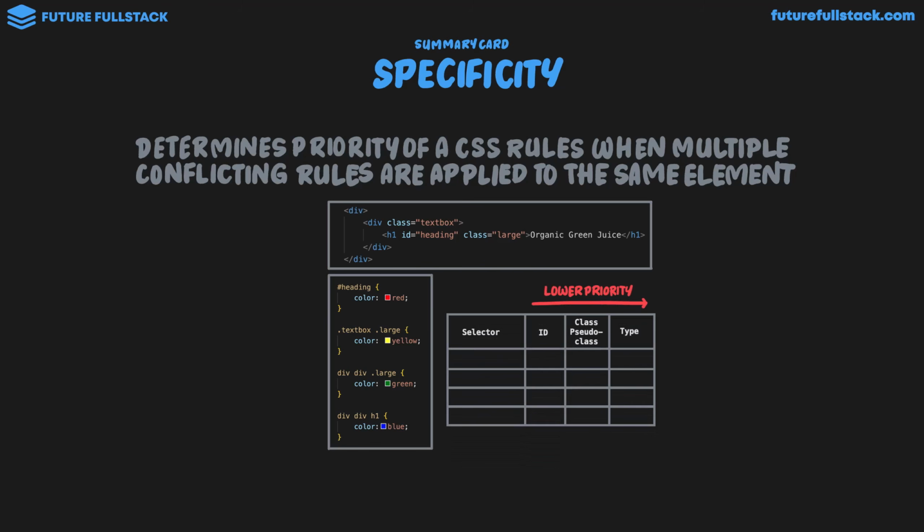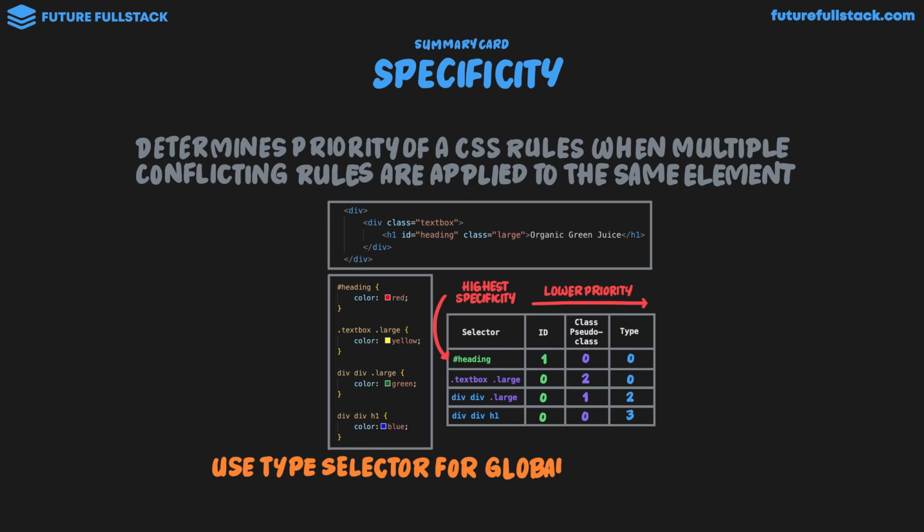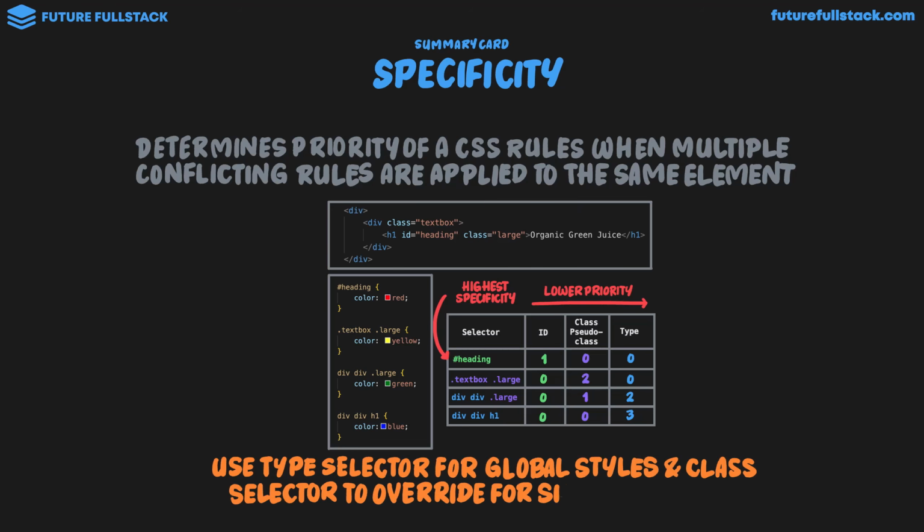In the example, we looked at 4 different cases, where filling in the table, the heading was 100, the 2 class selectors was 020, the 2 type selectors and class was 012, and the 3 type selectors was 003. And therefore the heading, which is an ID class, had the highest specificity, as any ID selectors were much more specific than a class or pseudoclass or type selector, just like a goal was more important than a draw. The guidance we saw was that we use the type selector for global styles and class selector to override for specific styling.